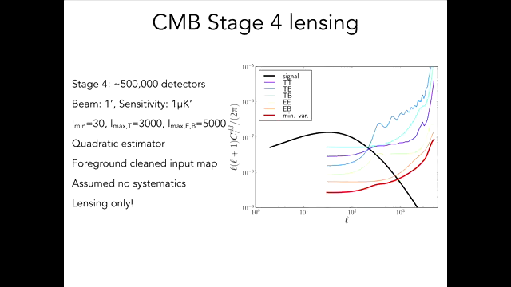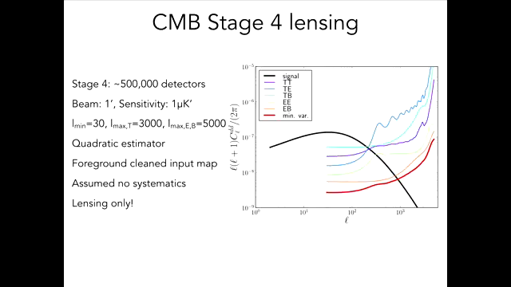On the CMB lensing side, I assumed specifications for this CMB Stage 4 experiment, which people are planning now and is going to happen in the next few years. This is basically a high resolution, high sensitivity, large sky coverage CMB experiment. The only thing I'm including from this is the reconstructed lensing map.